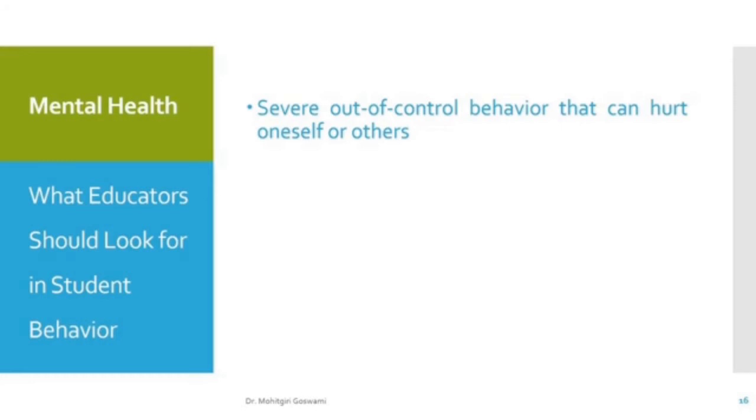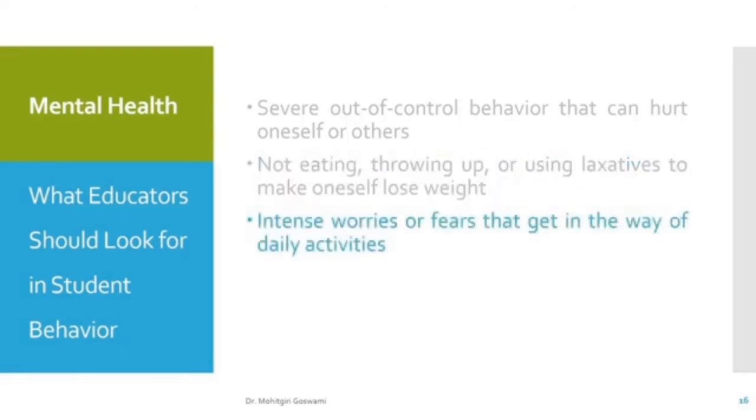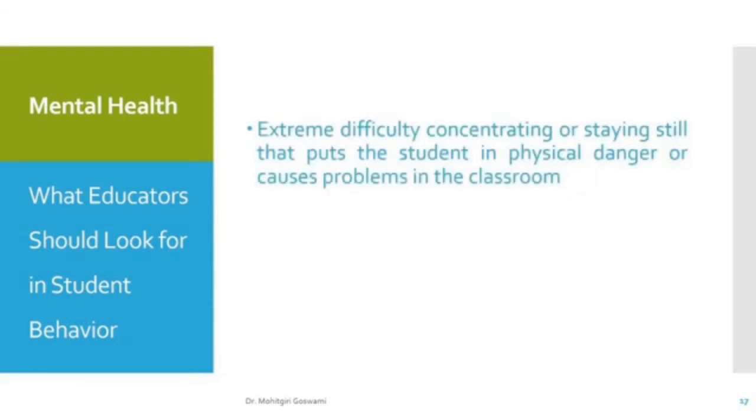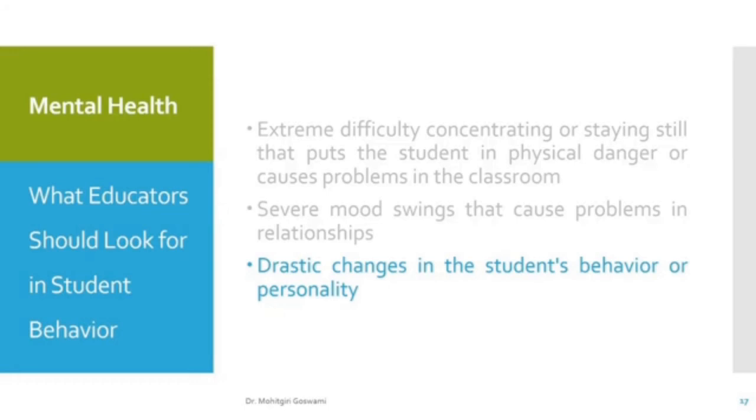severe out of control behavior that can hurt oneself or others, not eating, throwing up, or using laxatives to make oneself lose weight, intense worries or fears that get in the way of daily activities, repeated use of drugs or alcohol, extreme difficulty concentrating or staying still that puts the student in physical danger or causes problems in the classroom, severe mood swings that cause problems in relationships, drastic changes in the student's behavior or personality. If you find one of these behaviors in the student, you can go to the counselor, principal, or the student's parents too.